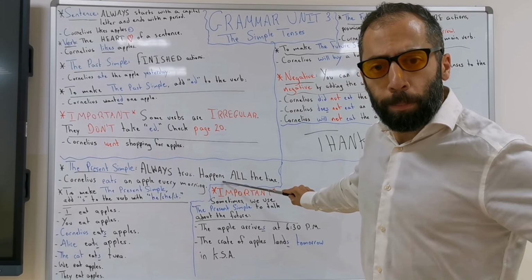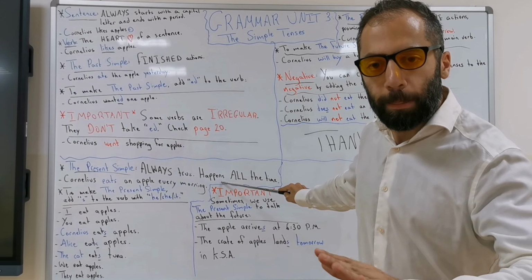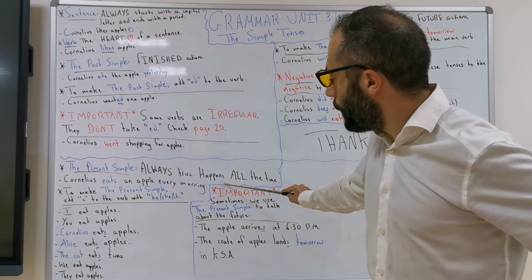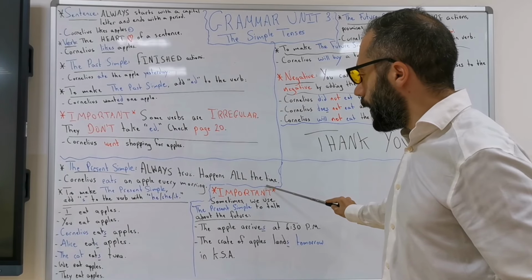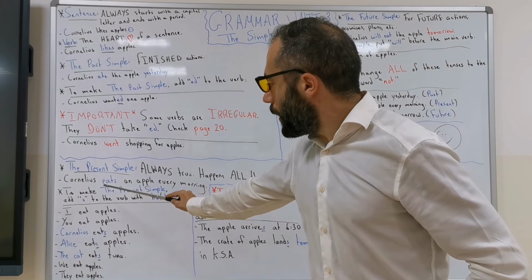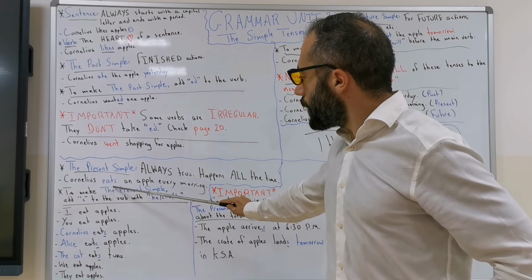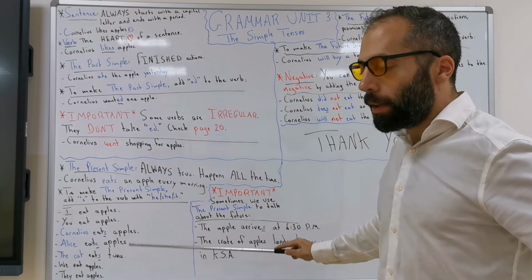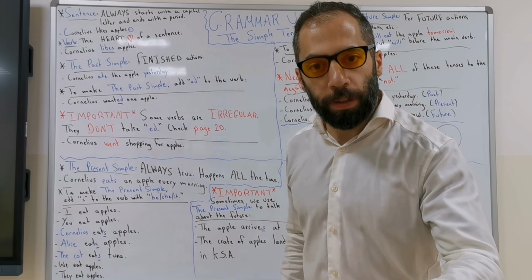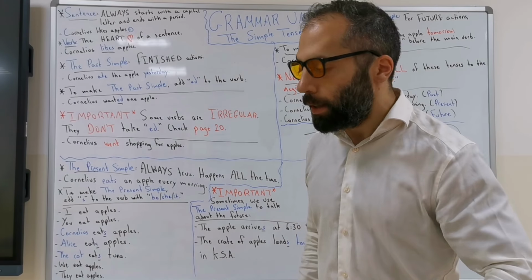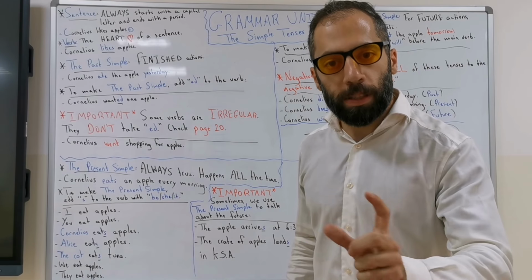I will use the present simple to talk about actions that happen all the time. Look, happens all the time. For example, Cornelius eats an apple every morning. Now, I'm sure you guys also have a routine that you like to do every morning. So in this case, you will also use the present simple.